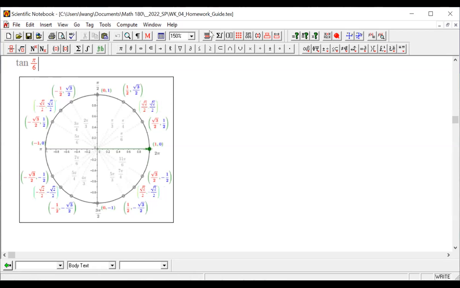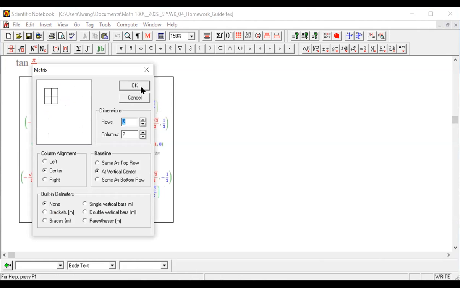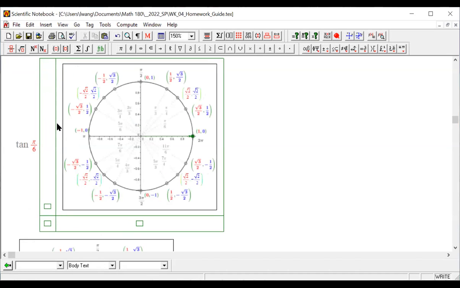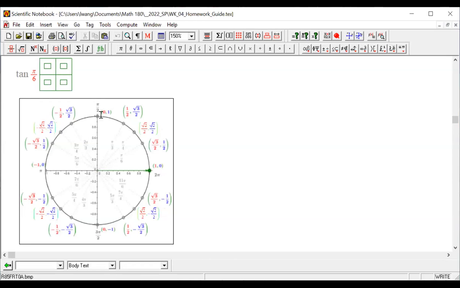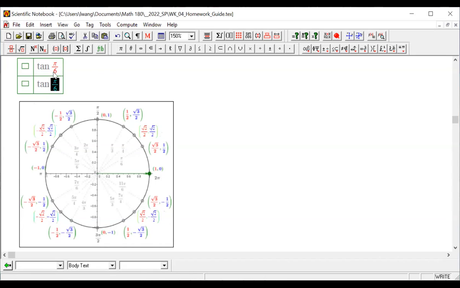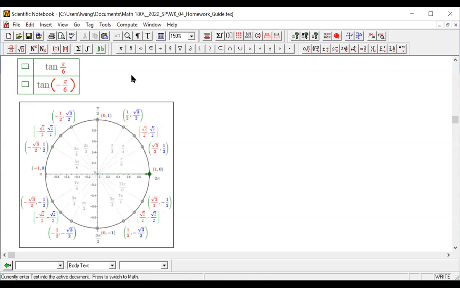Okay, wait a second. We're going to do pairs. So tangent pi over 6, and tangent negative pi over 6, right? Opposite input. And so this is number 1, number 2.